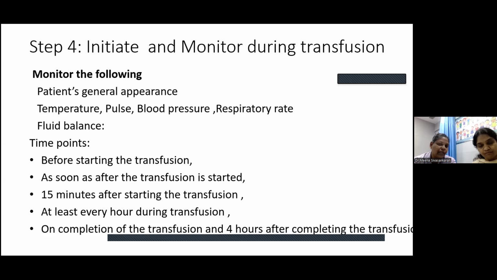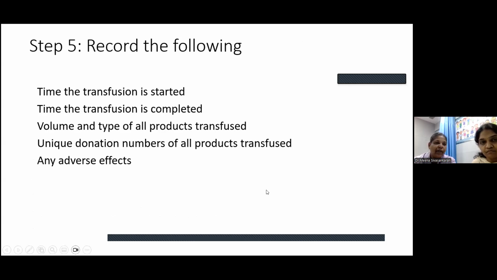Time points: before starting the transfusion, as soon as the transfusion is started, after 15 minutes of starting the transfusion, at least every hour during transfusion, on completion of the transfusion, and 4 hours after completing the transfusion. Step 5, record the following.